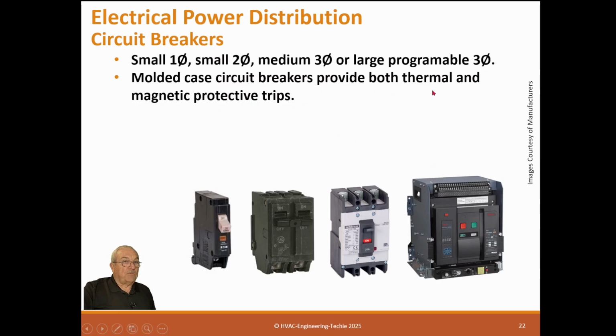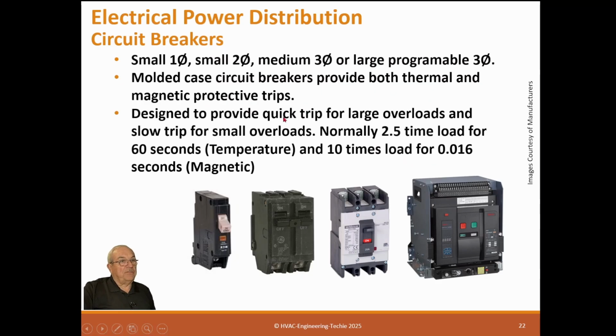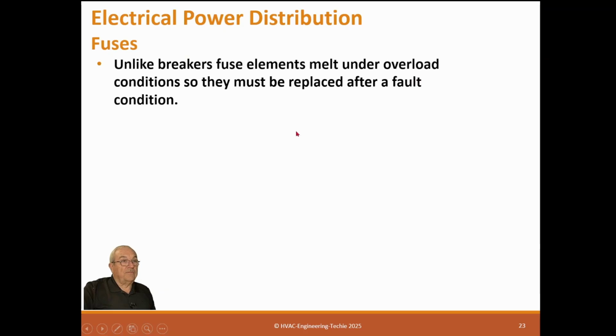Molded case circuit breakers provide both thermal and magnetic protective trips, designed to provide quick trip for large overloads and slow trip for small overloads. Normally 2.5 times the load for 60 seconds thermal, and 10 times load for 0.016 seconds, which is 1 cycle, magnetic. So the breakers all provide that kind of trip function.